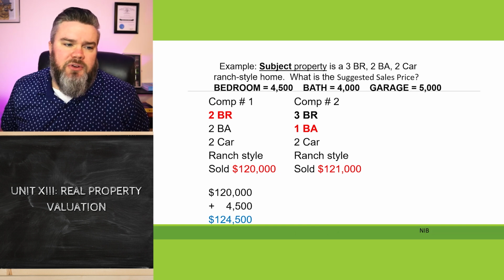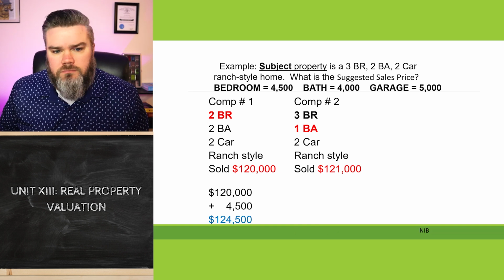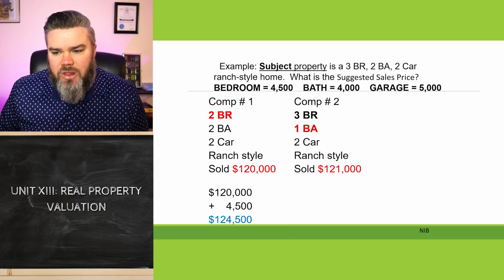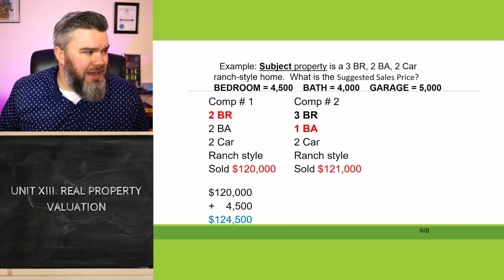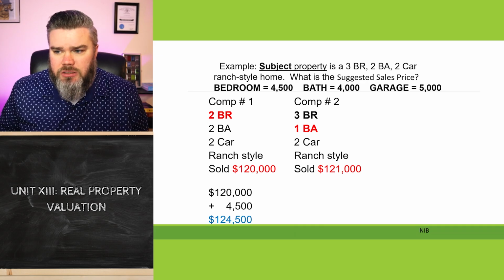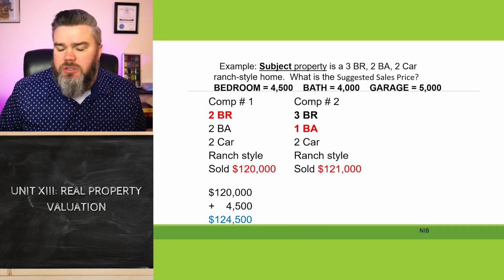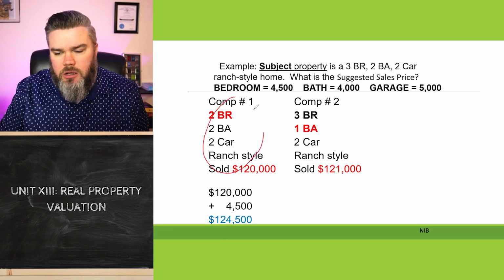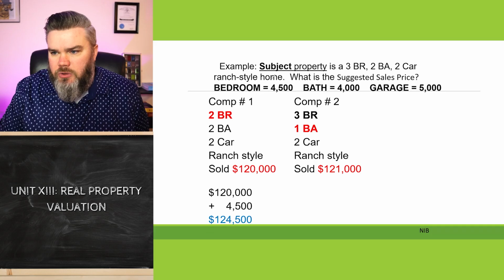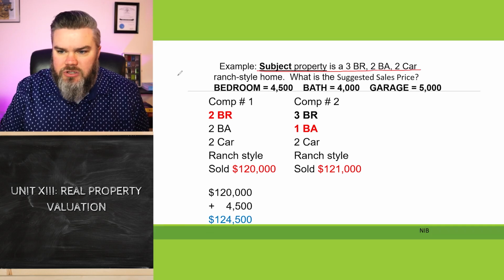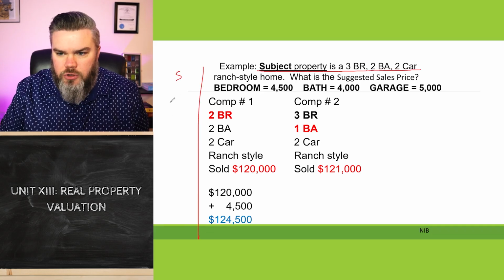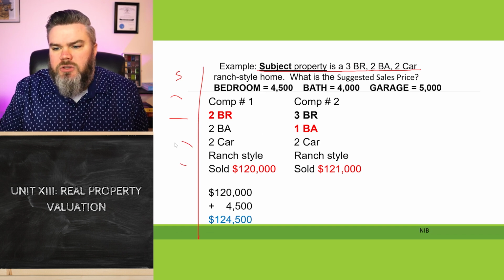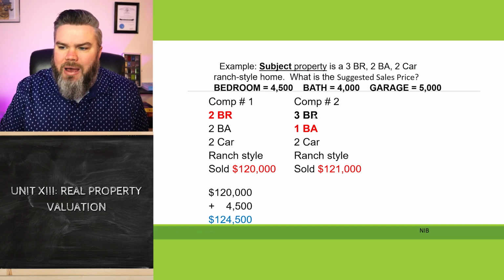Is this superior or inferior? Yeah, yet again, inferior, because it has only 1 bathroom. And by the way, don't get confused. You're not comparing it to comp 1. You're always comparing it to the subject property. So typically you would have the subject property's details over here, and you're always comparing it to these line items, not the other comparables. So it's inferior by 1 bathroom.